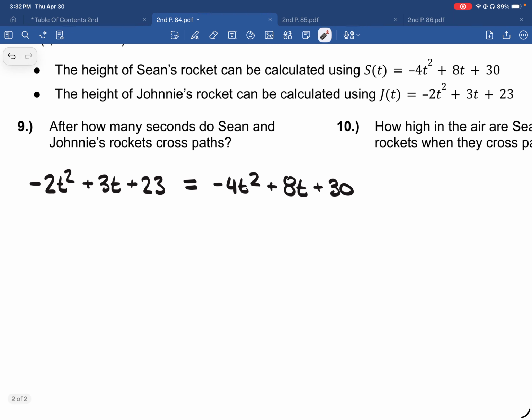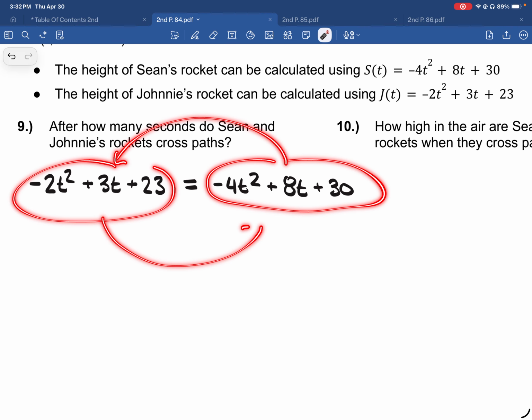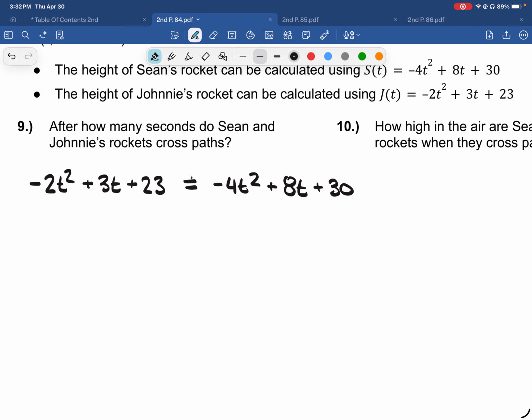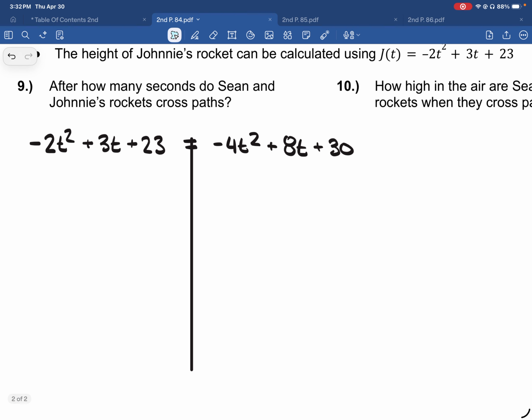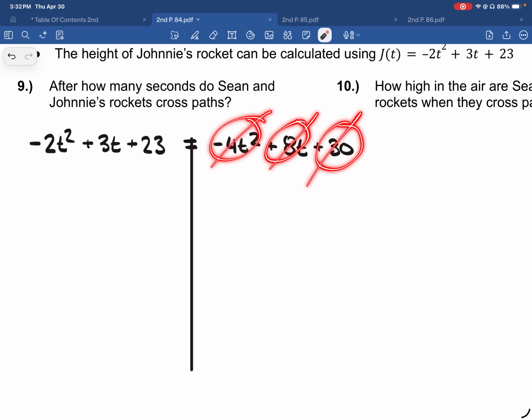Now, it doesn't matter which one you put first, so I could have had Sean's over here and Johnny's over there. It really doesn't matter. I do need to make sure that this equation has a quadratic function equal to 0, meaning I need to get all of this stuff canceled out.